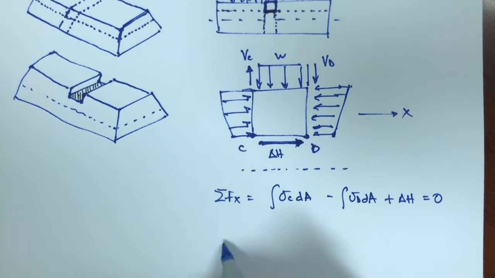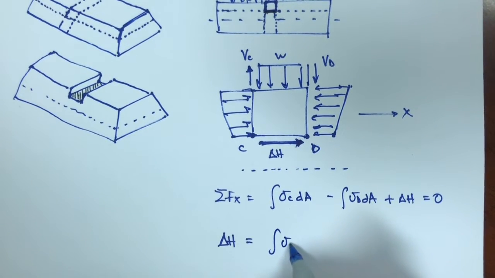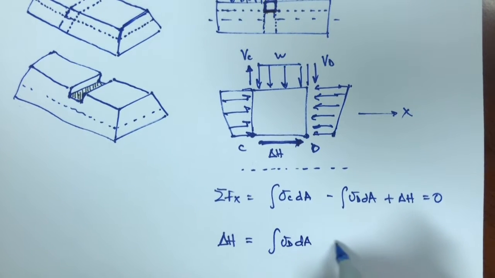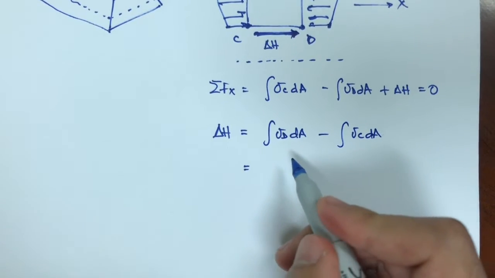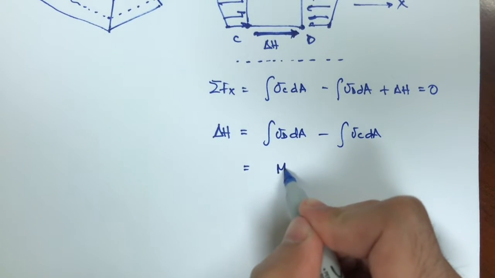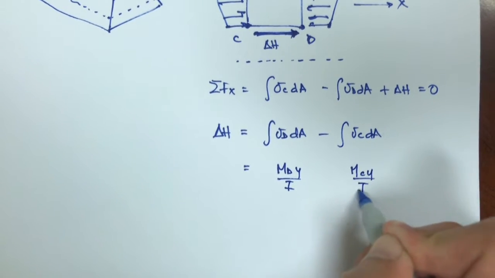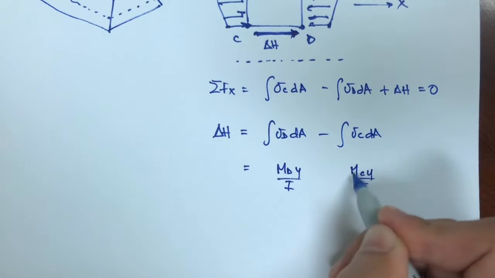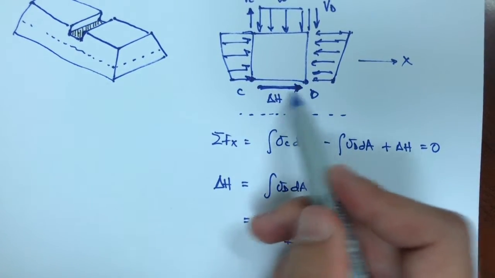Okay, so basically delta H is equal to sigma D dA minus sigma C dA, and I know that these are the stresses caused by bending, so this would be M_D y over I, this would be M_C y over I. And again, I don't mind about the negative of the equation in this case, because I don't even know if delta H is going that direction or the other direction.